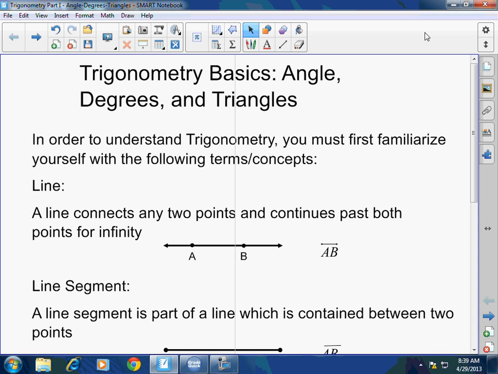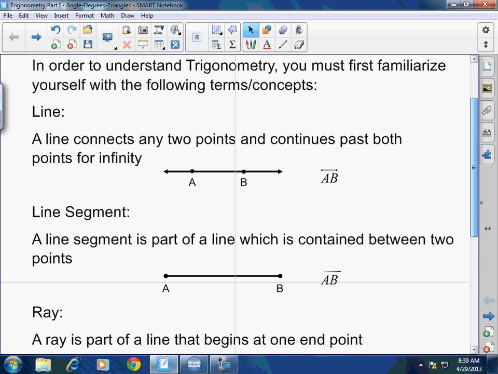Okay, these are very easy terms and things that you have probably seen in middle school already, but I'm just going to hopefully fine-tune them and really help you understand them. First of all, guys, a line, okay? Anyone thinks they know what a line is, but if you really ask them to define it, they probably can't. And a line connects any 2 points and continues past both points for infinity.